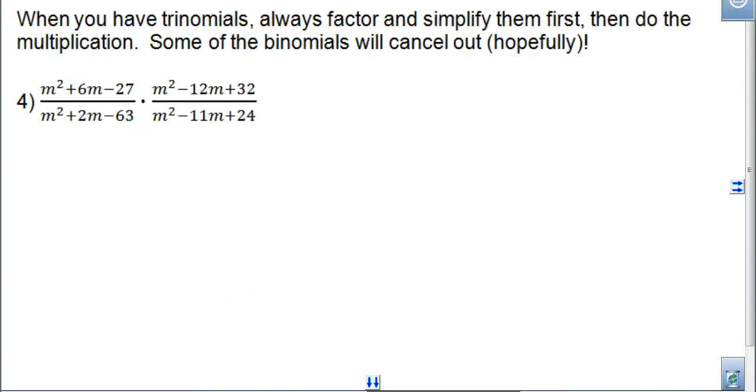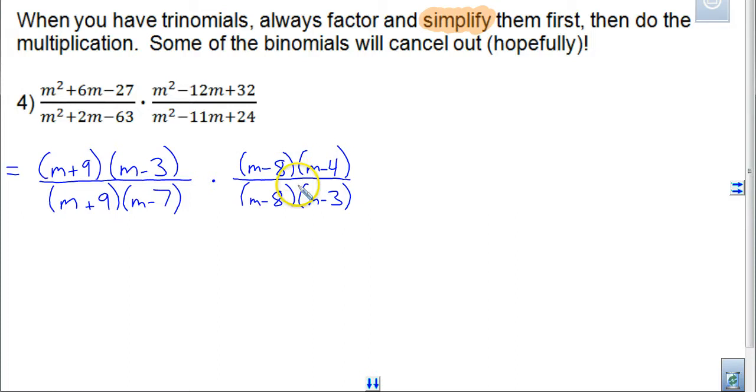Alright, looking at something a little more interesting now. When we have trinomials, we're going to factor them, and remember, we want to simplify each expression first before we do the multiplication. Hopefully some of the binomials will cancel out and we'll be left with something much simpler. At this point we should be pretty comfortable with factoring, so I'm just going to skip ahead and factor both of these expressions quickly.